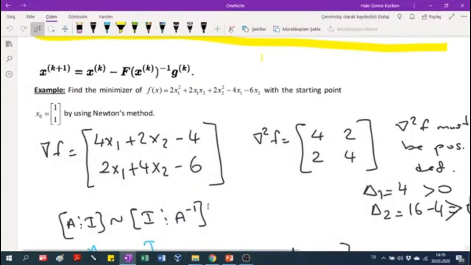Okay, guys, I will solve the last question again. We didn't complete it. I will repeat it for you. We will try to find the minimizer of this function with starting point 1, 1 by using Newton's method.